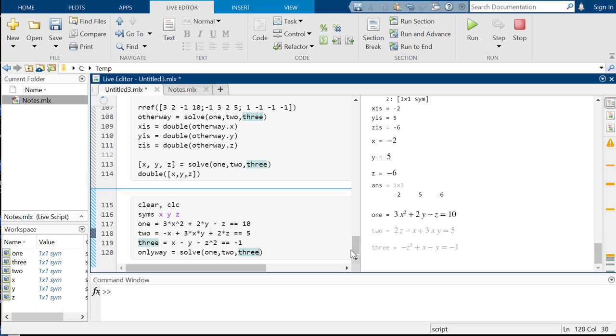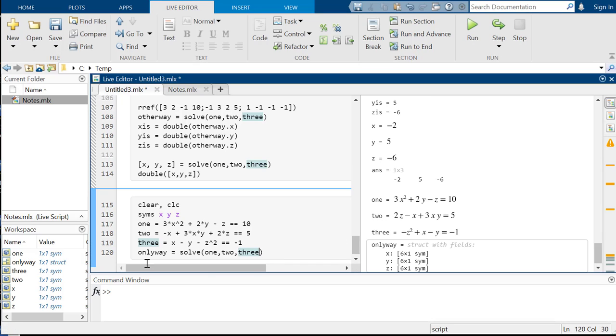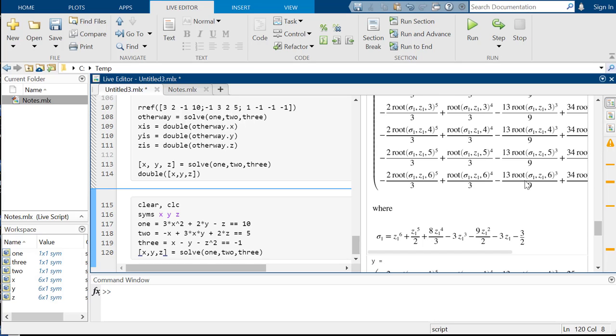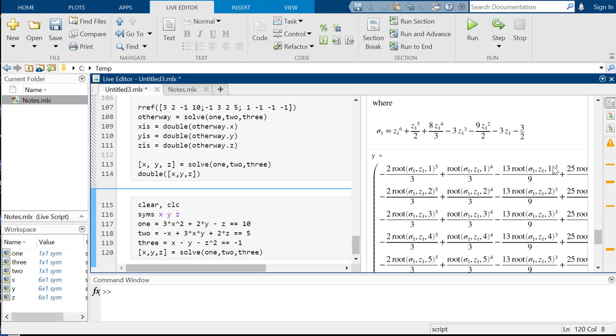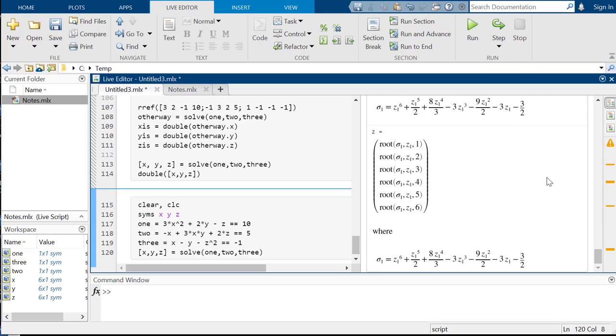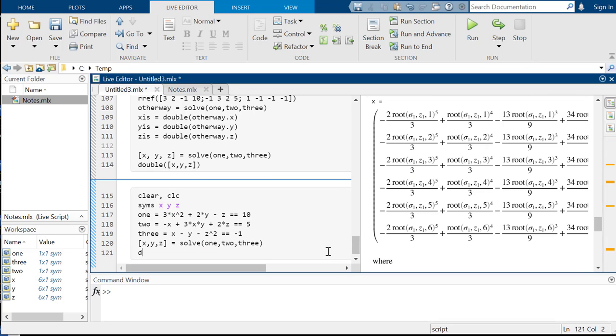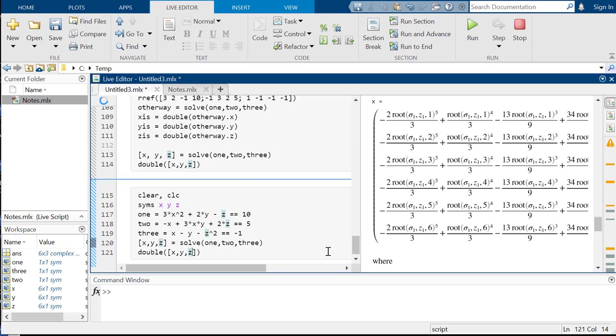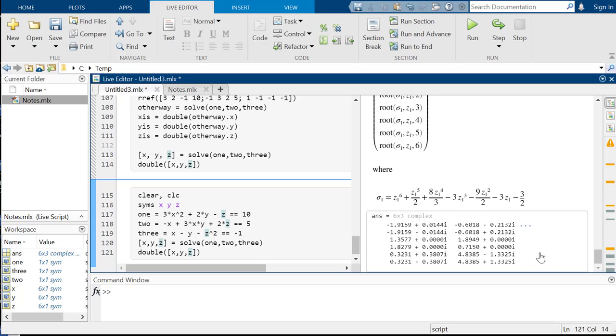The only way to solve these now is to solve 1, 2, and 3. And now it's giving me this structure, so let's actually ask specifically for x, y, and z, because I think I like that better. Ooh, that's pretty. I'm scared. I don't like that at all. Double x, y, z. Oh, it doesn't appear to... Oh, there we go. That's so much better. Well, that's really obnoxious.